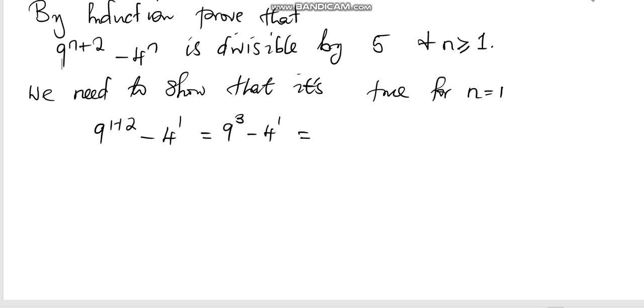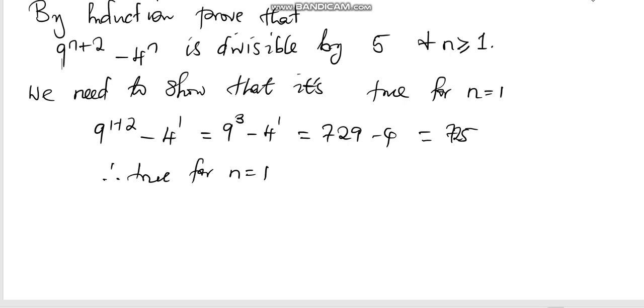So this should be 729 minus 4, which will give us 725. Now if you look at this 725, it is divisible by 5 without leaving a remainder. So if it is divisible by 5 without leaving a remainder, I'm just going to say therefore it's true for n equal to 1.